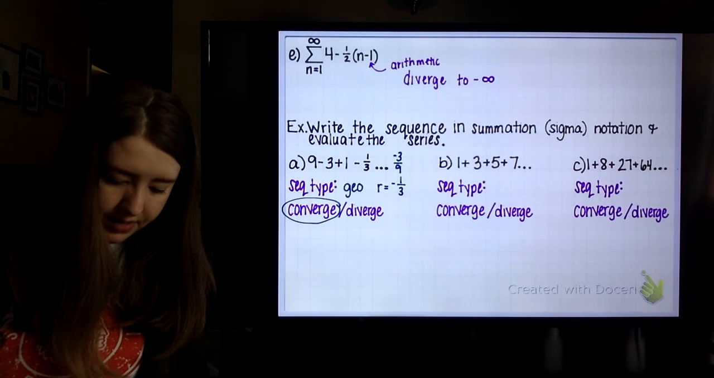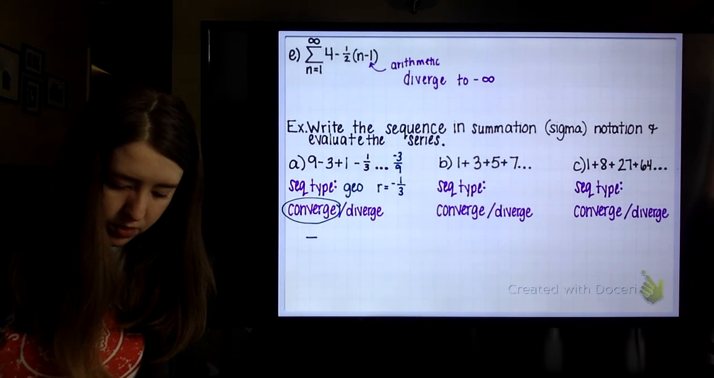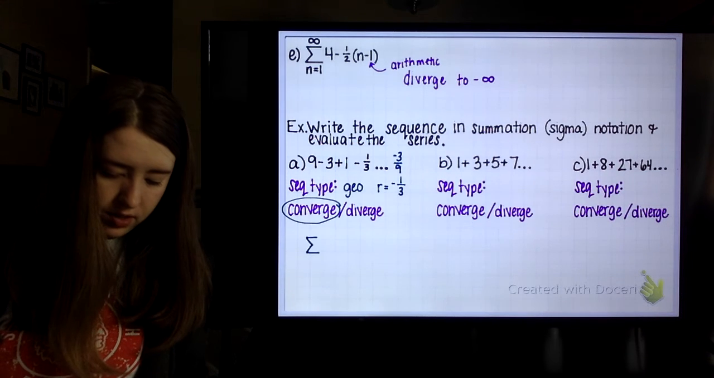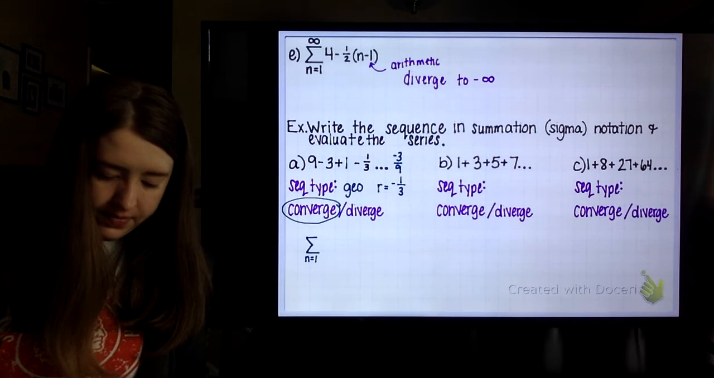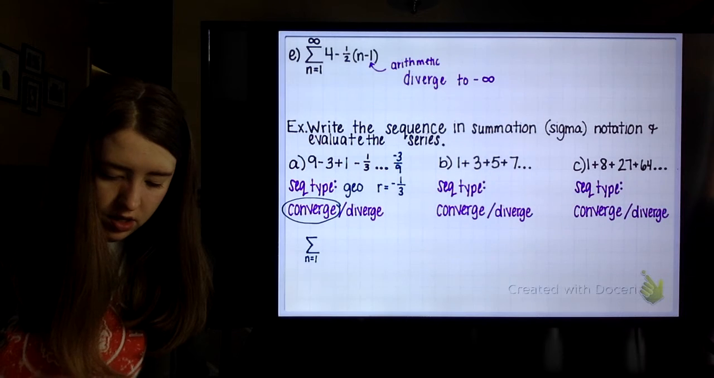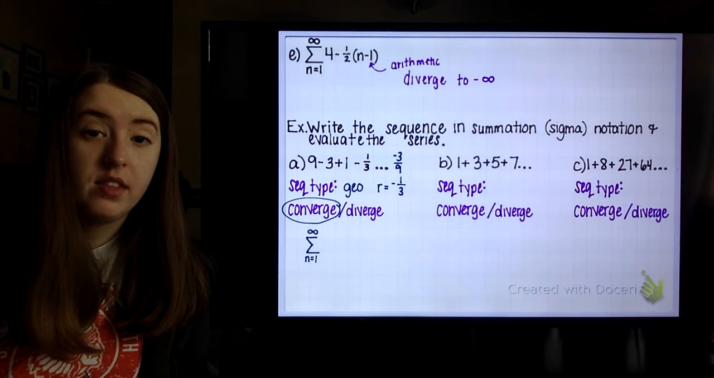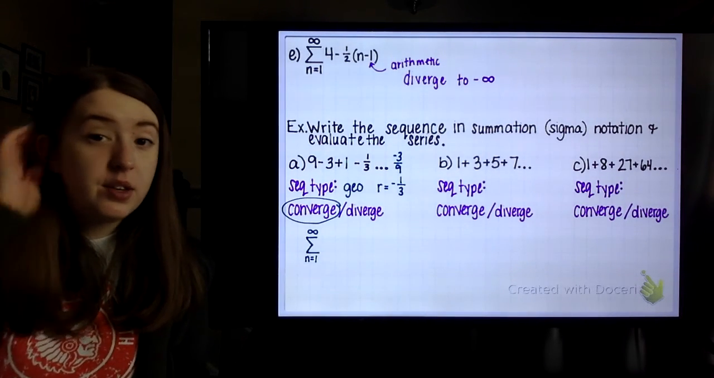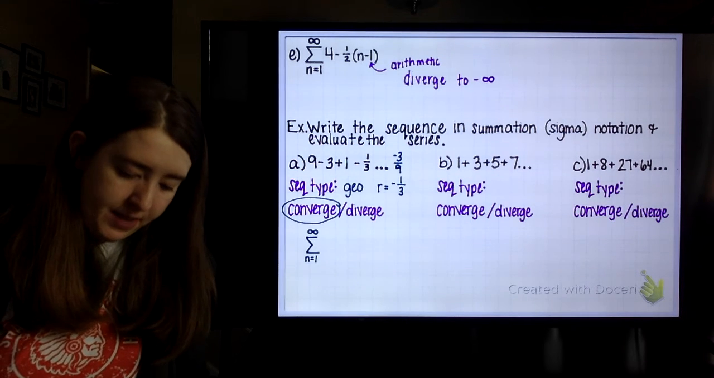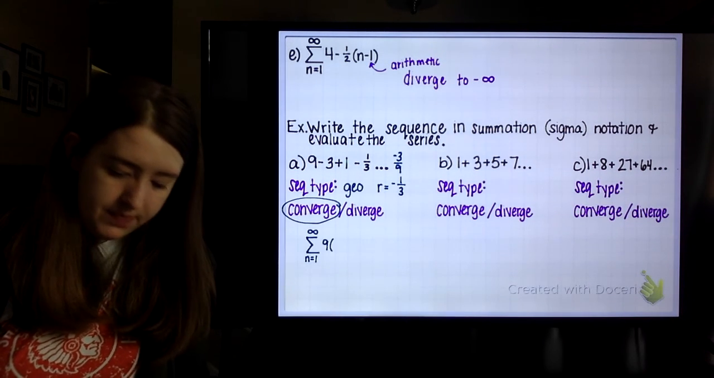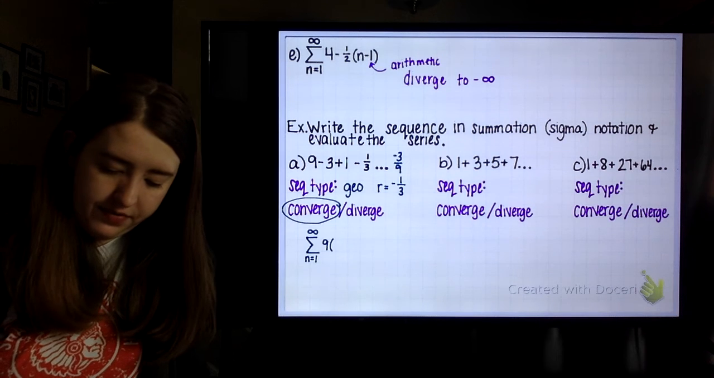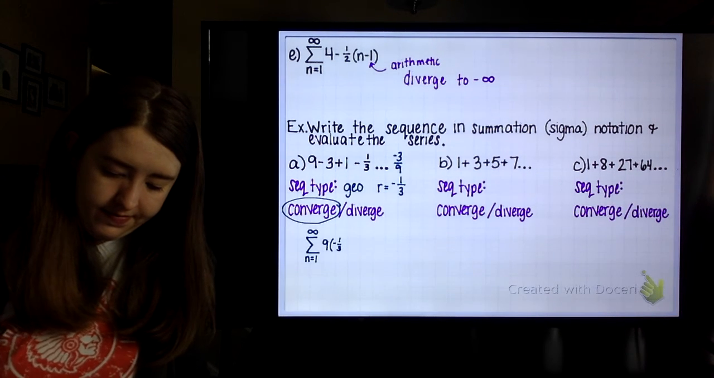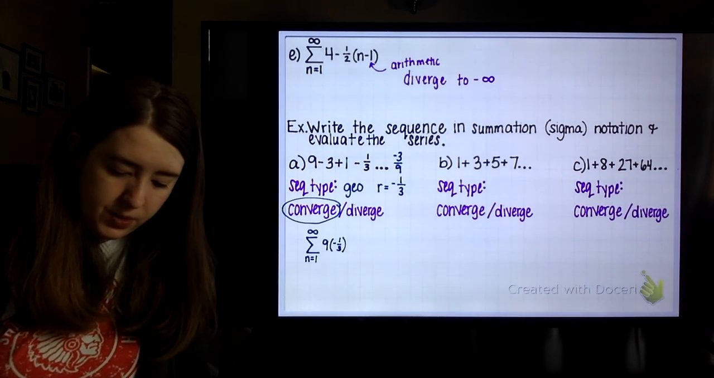So let's write this in sigma notation. So we want to go from n equals 1 to infinity. This is a geometric sequence, so here's what we know. We write it by 9 times the common ratio to the n minus 1 power.